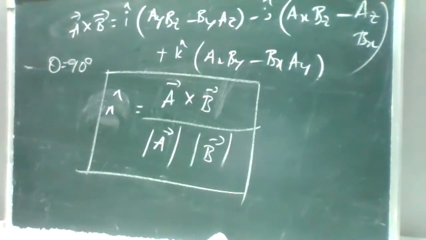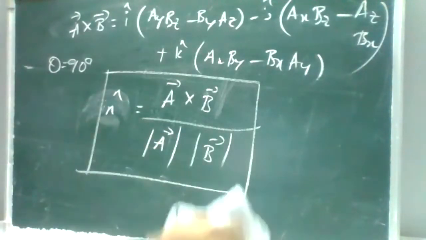Okay, we'll do some sums on this one. Remember how questions will come: they will give you two vectors, and ask whether the vectors are parallel or perpendicular, what is the angle, and so on. Remember one thing: when parallel, theta is equal to 0 degrees, and when perpendicular, theta is equal to 90 degrees. Okay, so we'll do one problem on this.